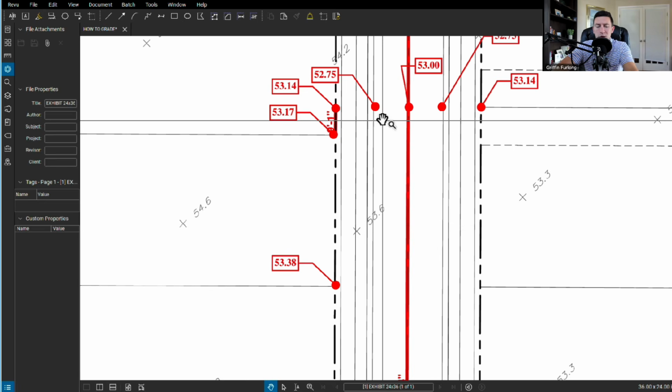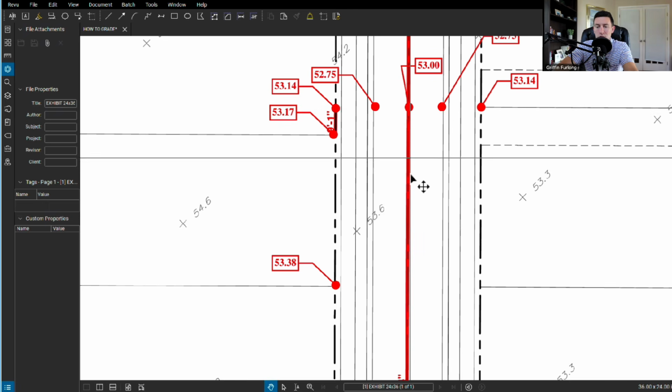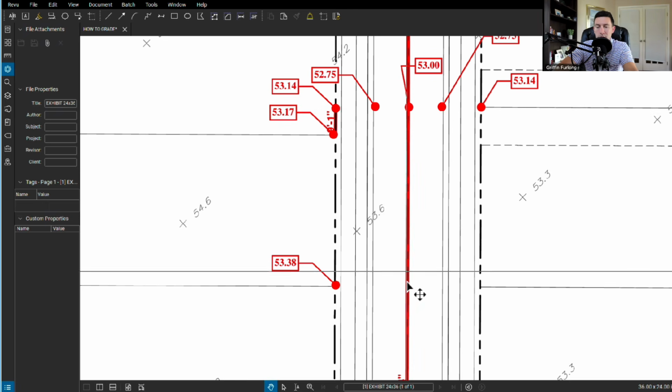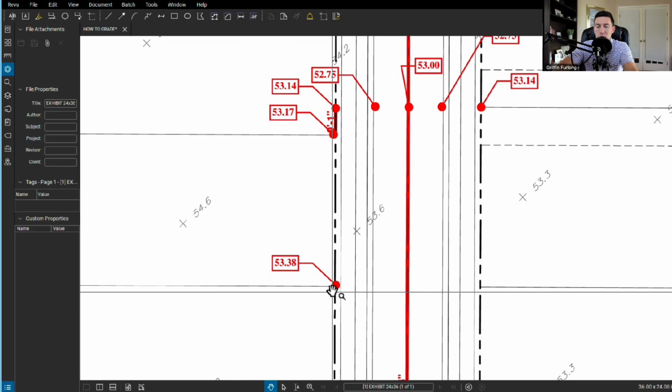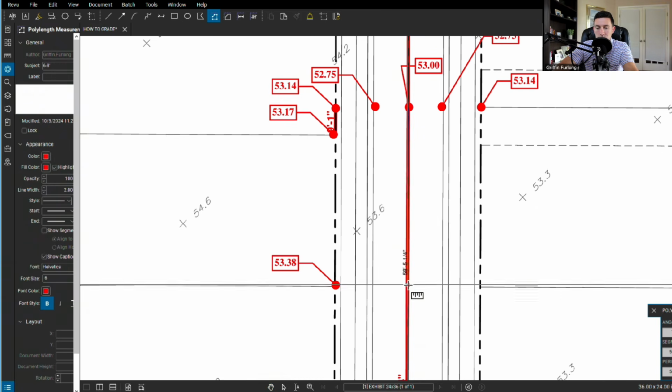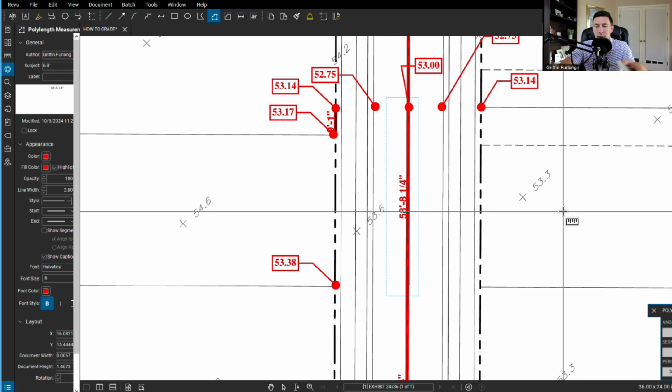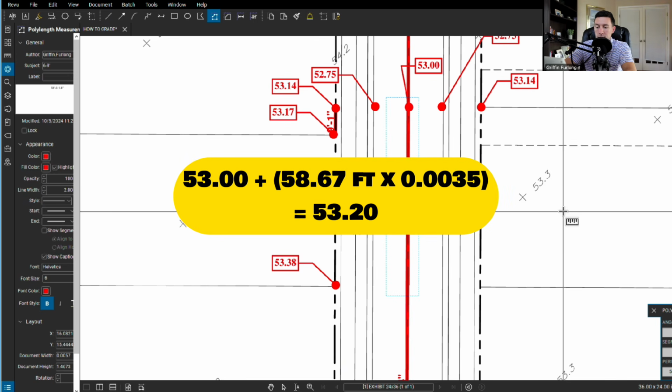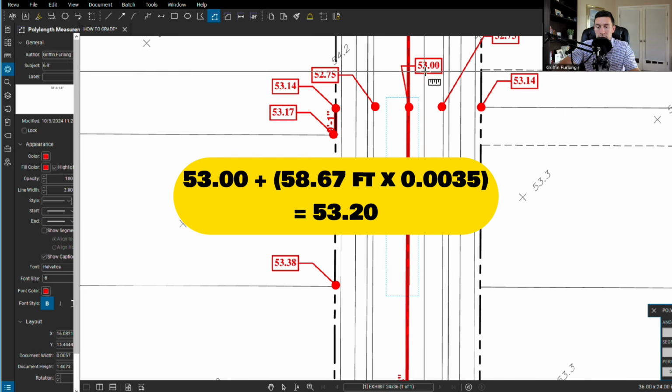Now, another way you can do this is you can just use the road. So you can calculate whatever this is and then go up. So let me just show you guys that really quick. So we're going to go to this point. So that was about 58 feet, 8 inches. 8 inches is about 0.67. So let's go 53 plus 58.67 times 0.0035. So that road grade here is like 53.2.